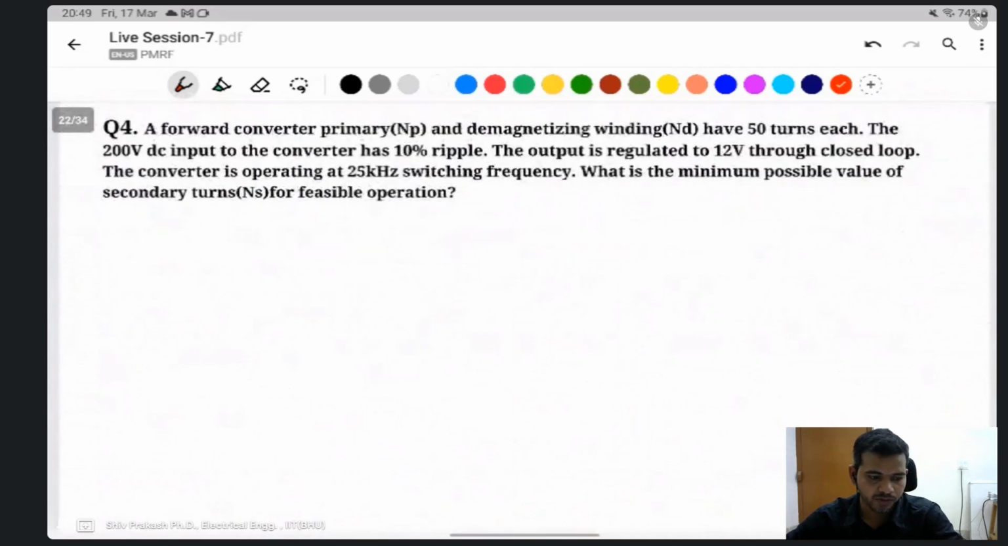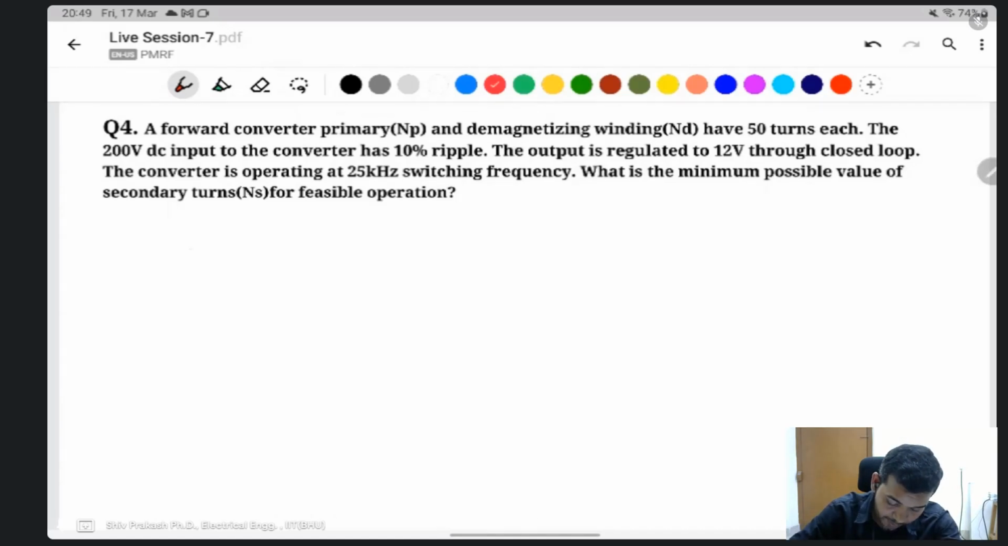I take one question from the forward converter. The forward converter primary turns ratio of the transformer is NP and the magnetizing winding is ND, and I have 50 turns each. It means both are the same. The 200 volt DC voltage applied to the converter has 10% ripple. 10% ripple means it varies from 180 to 220 volts on the input side.